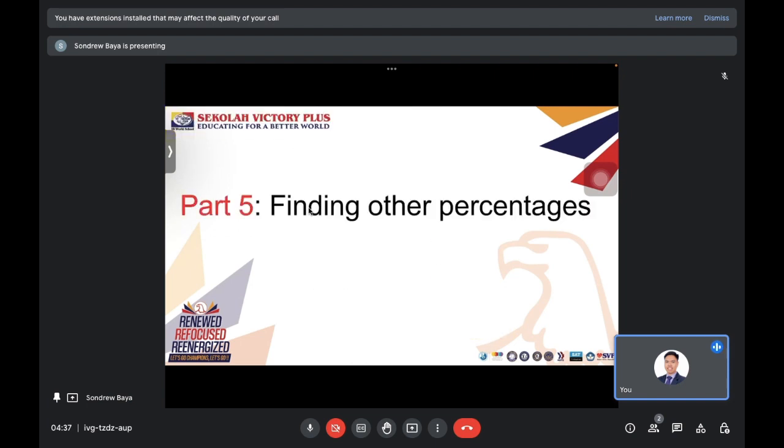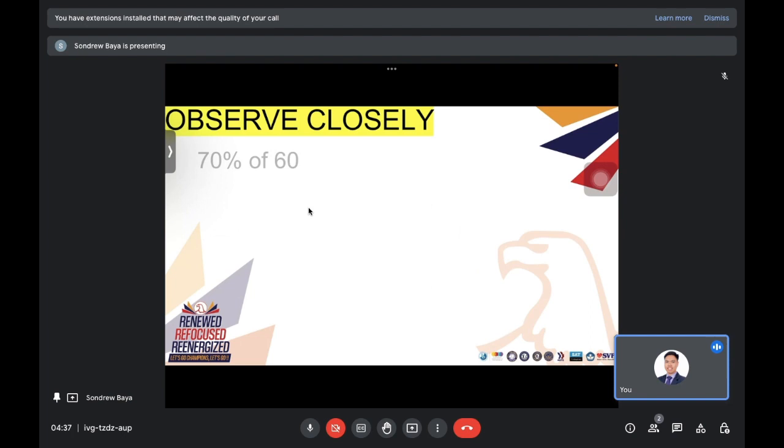This is now the last part, part 5. Finding other percentages. So how do you find 70% of 60? Recall your PYP days. How were you taught about this? Maybe your teacher has taught you to get 70% of 60, you have to convert 70% into a decimal. So remember how to convert. 70% will just be 0.7. So 70% of 60 is 0.7 times 60, which gives you 42.